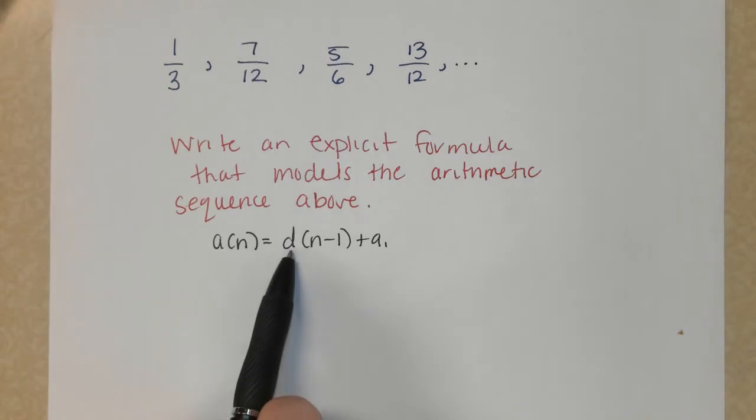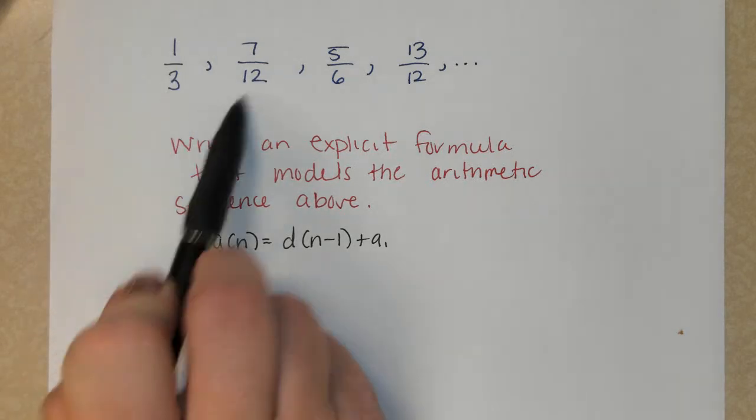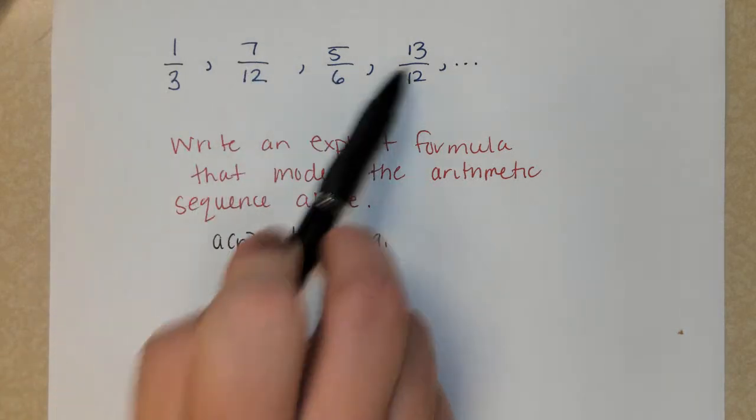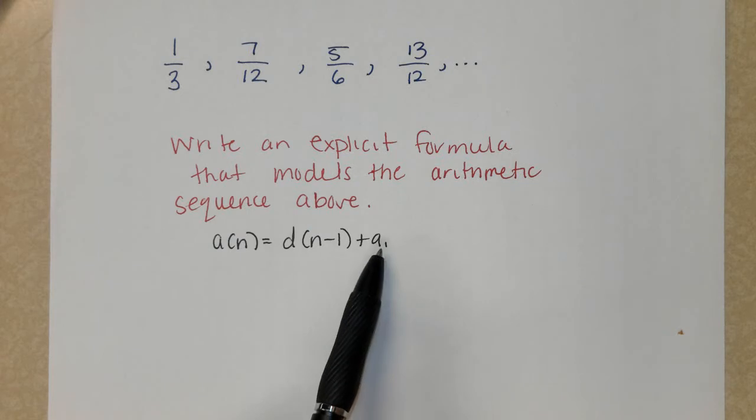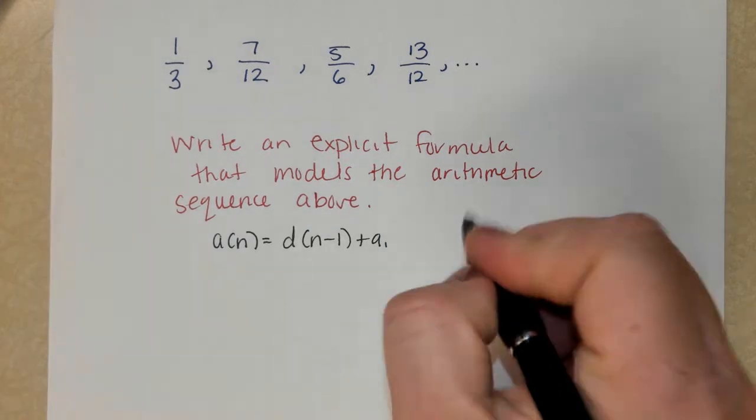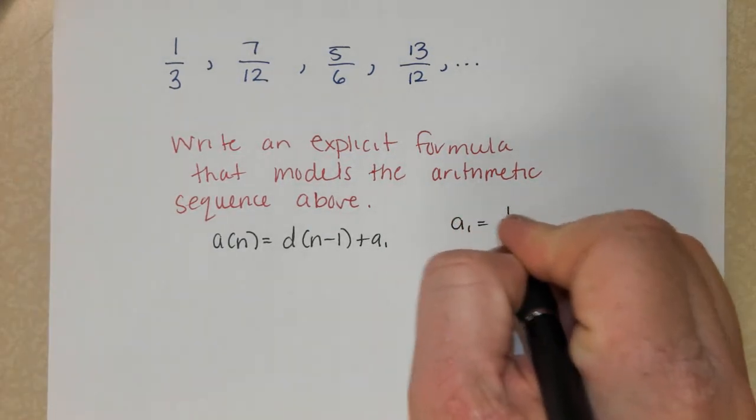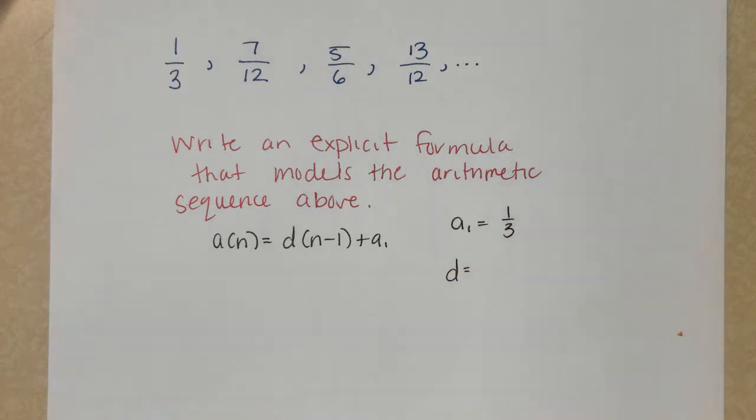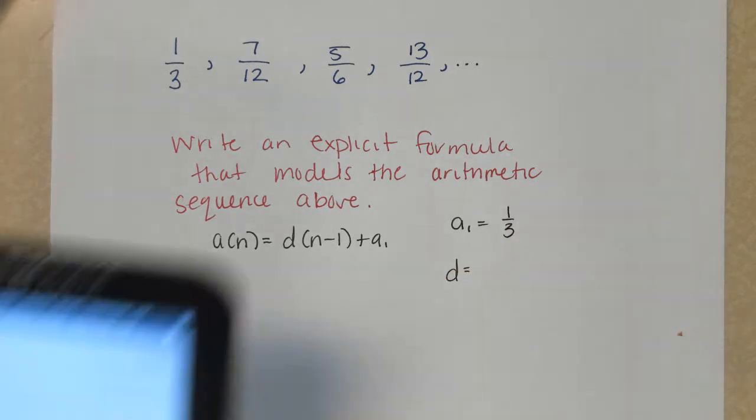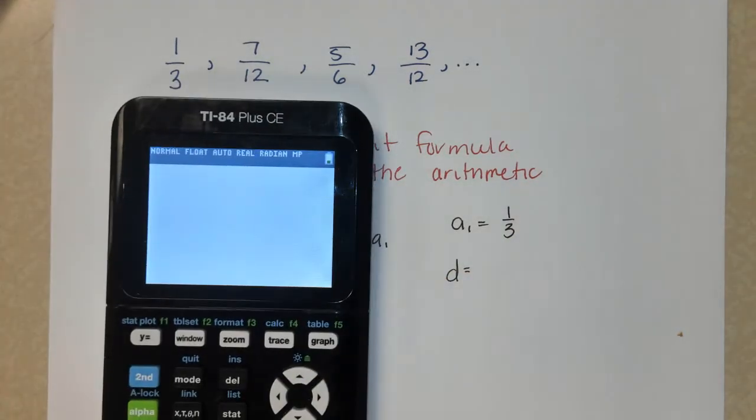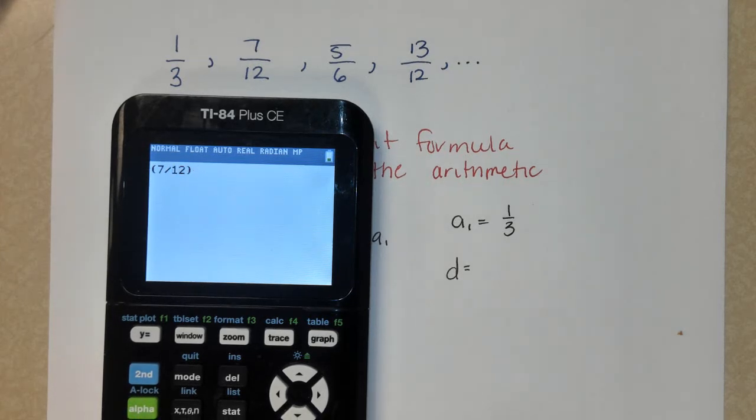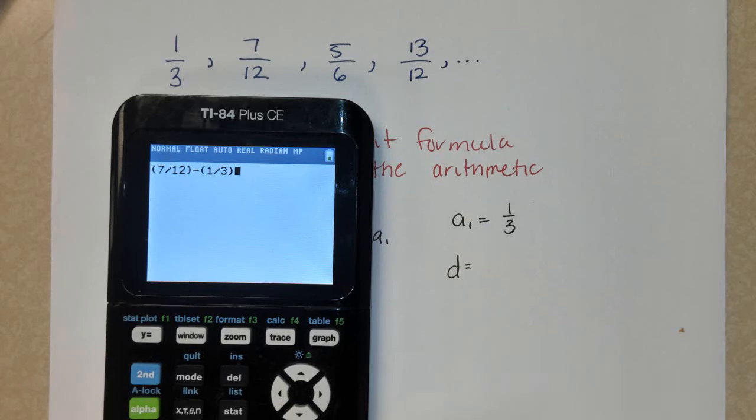We need to know what the common difference is. That means how do I get from one number to the next in this arithmetic sequence. And we also need to know what the first term is. So the first term in the sequence is 1/3, and now I'm going to determine what the common difference is. Taking your graphing calculator, we're always going to take the second and subtract the first. Second, subtract first.